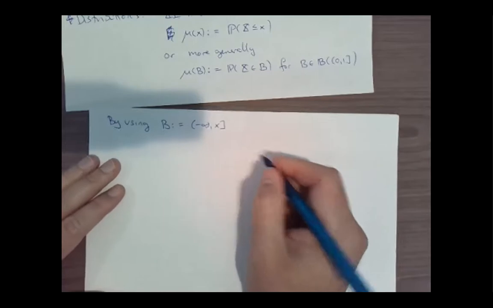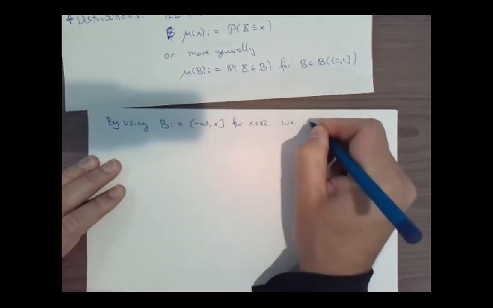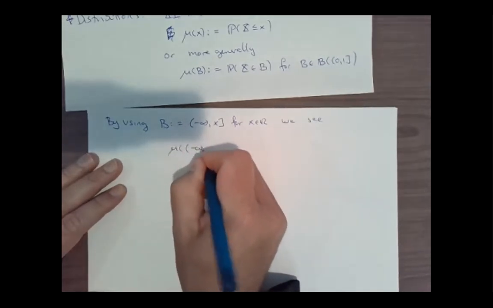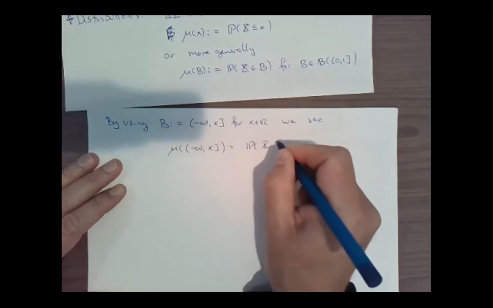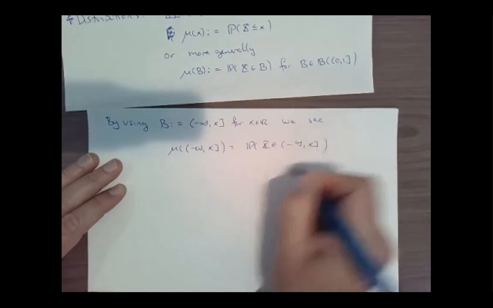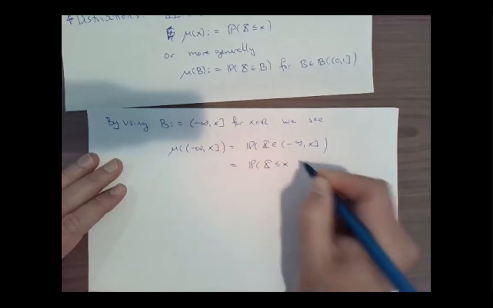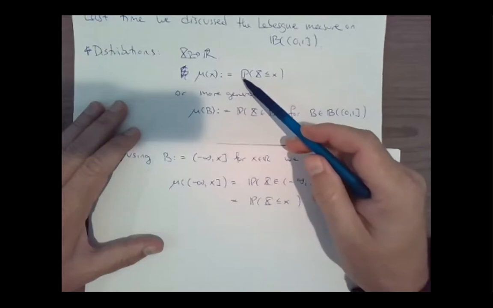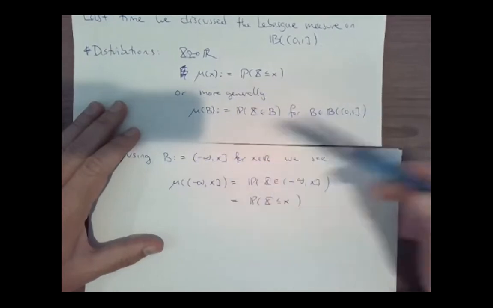By using this for x in R, we'll see that mu of that interval is the probability that X belongs to that interval. And this is the same thing as the probability that X is less than x. So this is really more general. I can get the first one simply by considering B of that particular form.